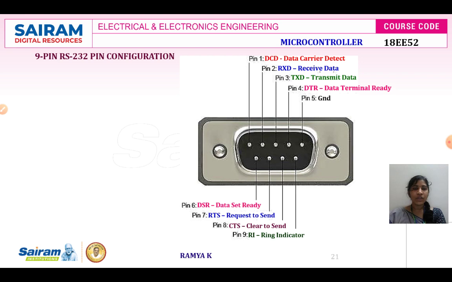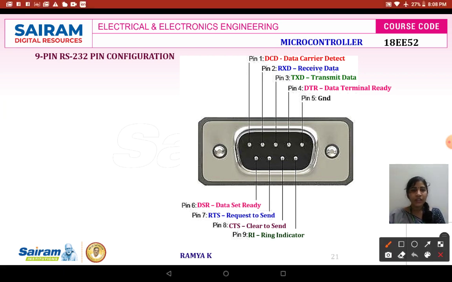The first pin is going to be your data carrier detect. As the name indicates, it will detect the data that is available on the transmission channel. So if a valid data is detected, then the output logic of this data carrier detect is going to be high.